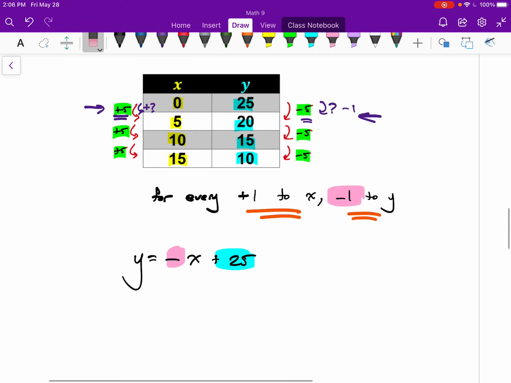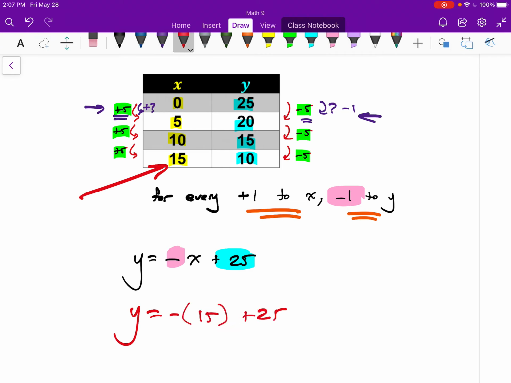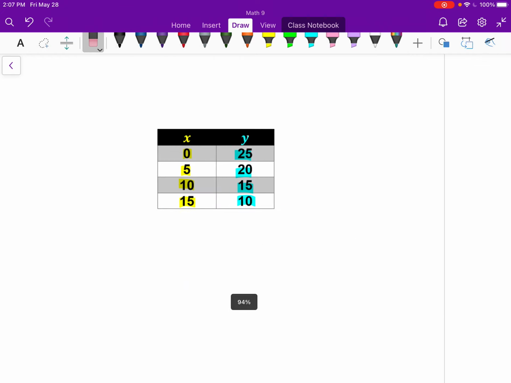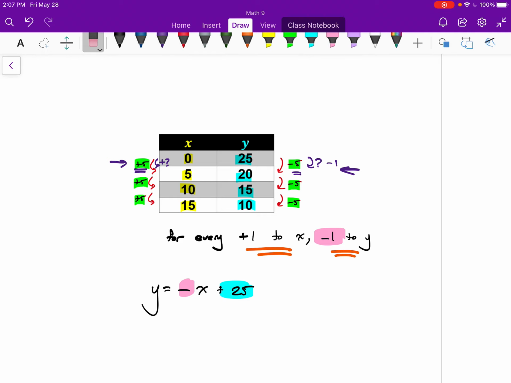And if you're not sure, check. Pick a number for x that's on the table, for example, 15. And let's see, y equals negative, put the number 15 here, plus 25. And negative 15 plus 25 equals 10, which is what we see right there. So it's a good sign this must be correct. But notice that made it harder. I'd be very surprised if you don't find that at least a little bit harder than before.